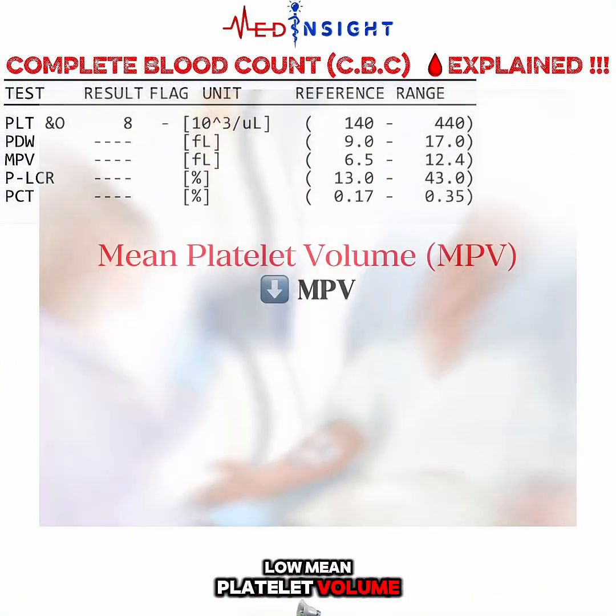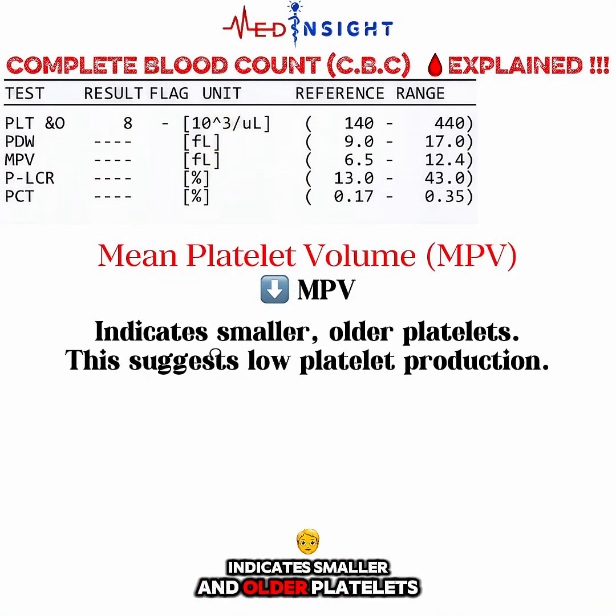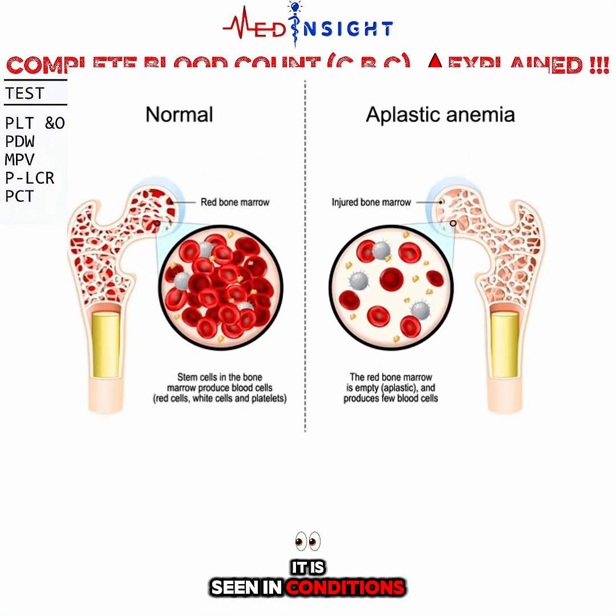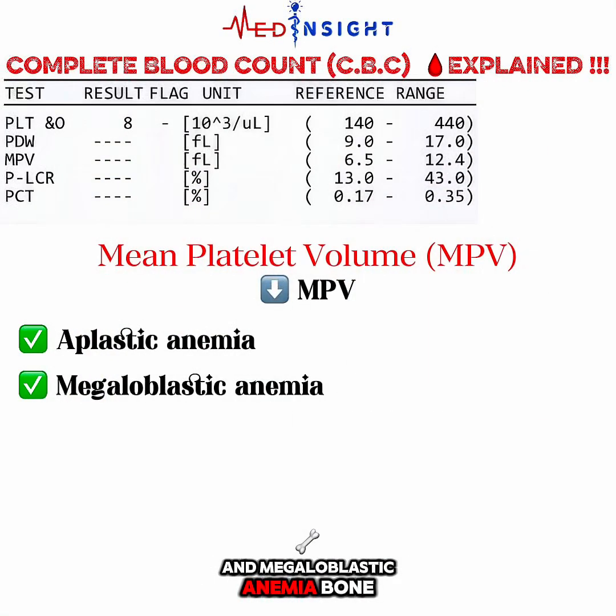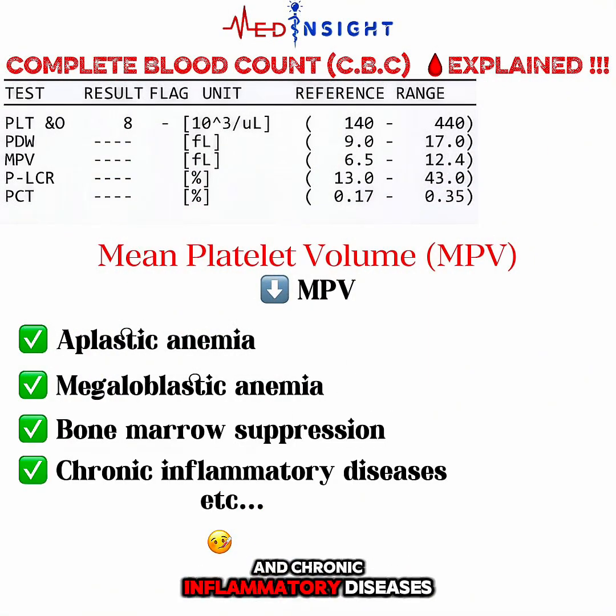Low mean platelet volume indicates smaller and older platelets. This suggests low platelet production. It is seen in conditions like aplastic and megaloblastic anemia, bone marrow suppression, and chronic inflammatory diseases.